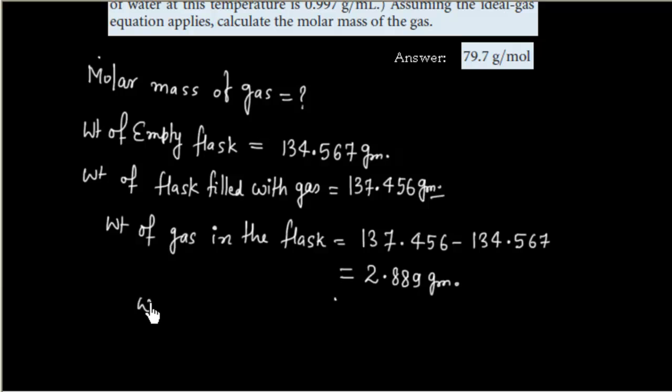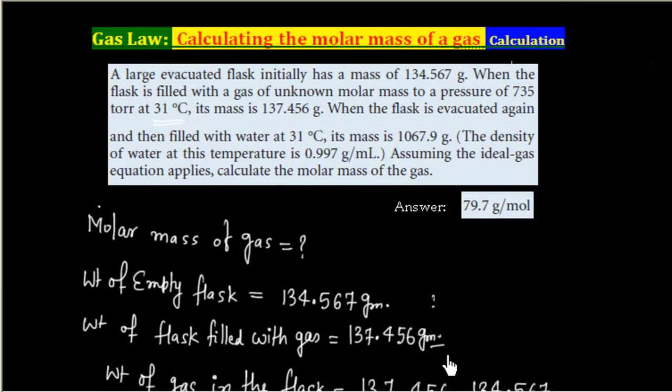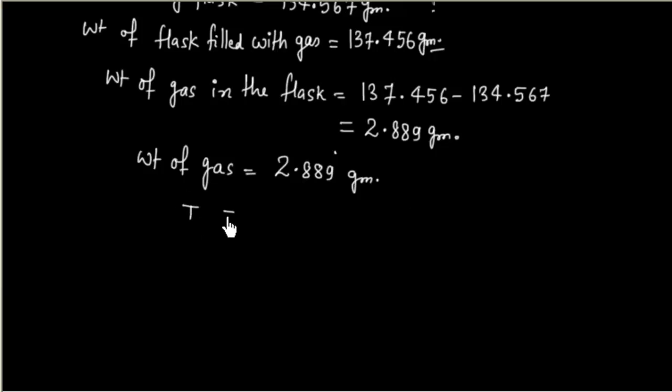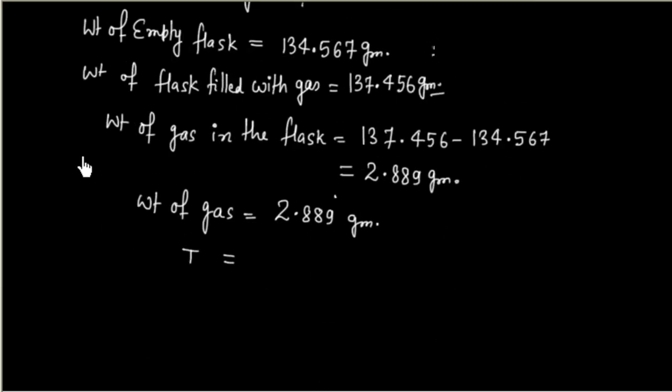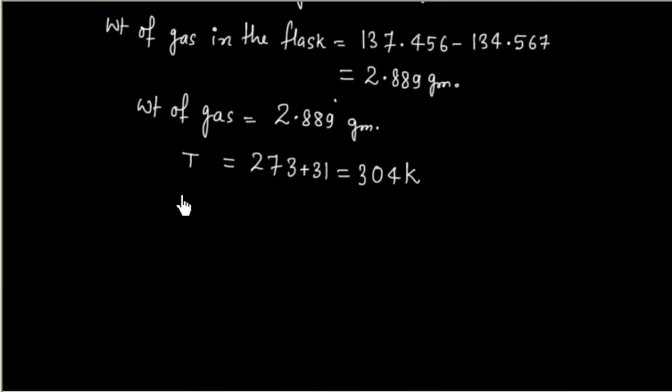So the weight of gas we now know is 2.889 gram. And this weight is given at a temperature of 31 degrees centigrade. So we can convert it into Kelvin, so 304 Kelvin. Pressure is also given, that is 735 torr. So we can convert this into atmospheric pressure.